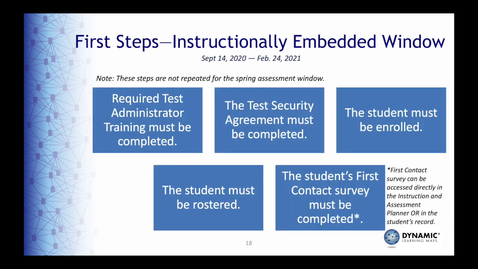In order to use the instructionally embedded assessments, a few steps must be completed first. However, once completed, these steps are not repeated for the spring assessment window. First, the teacher must complete the required test administrator training and accept the test security agreement. Then, the student must be enrolled and rostered to the teacher. Finally, the student's first contact survey must be completed. The first contact survey is conveniently accessible directly in the instruction and assessment planner, as well as in the student's record.